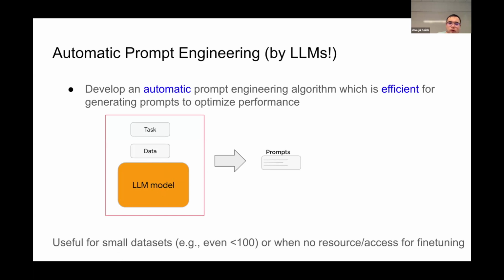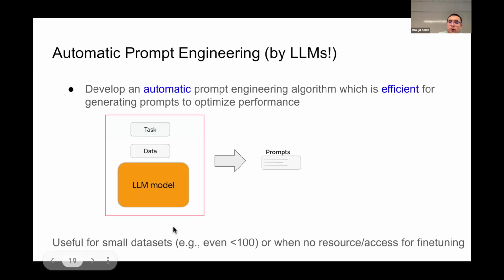So basically, automatic prompt engineering is usually useful in two situations. One is if you don't have the resources to train, or you don't have access to the LLM, then very naturally you can just try to optimize your prompt to get the best performance. So that's very important in those scenarios.